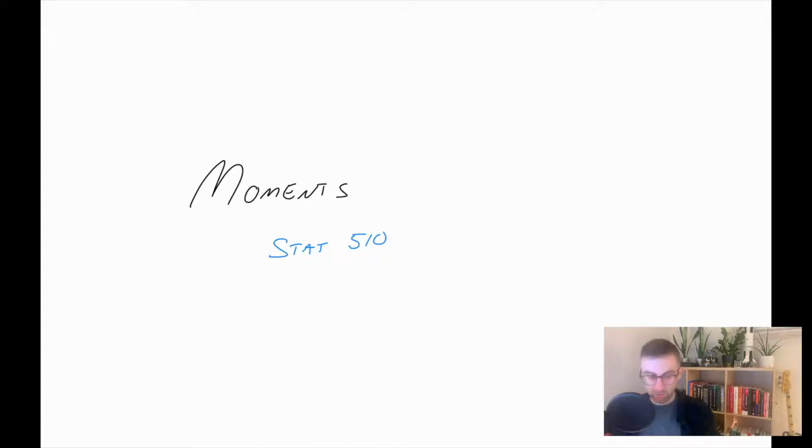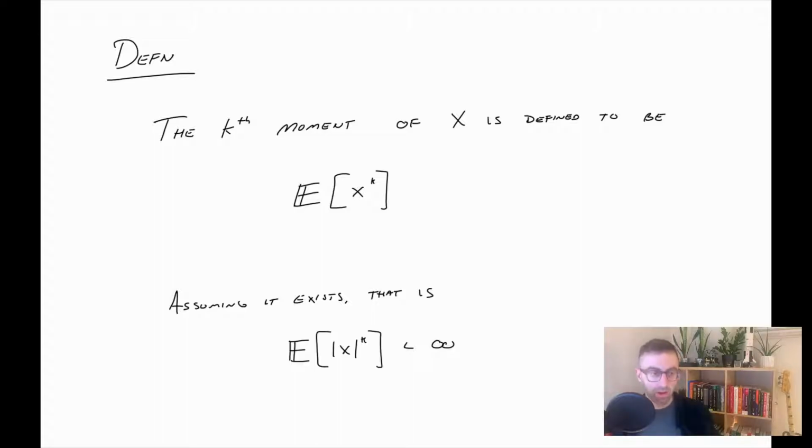Okay, so first we need to define a moment. We define the kth moment of a random variable x to be the expected value of x to the k, assuming it exists given this condition here. All that a moment is, is a particular expectation. For example, the first moment would just be the expected value of x. The second moment would be the expected value of x squared, and so on and so forth. Okay, not particularly interesting in and of itself.